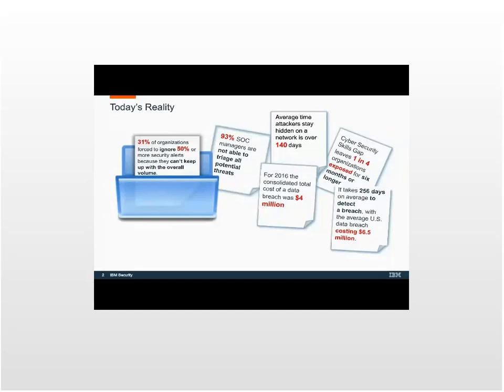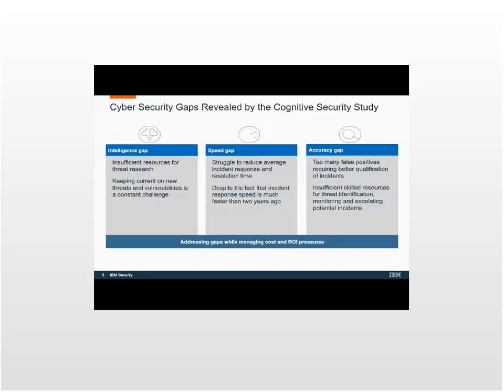So to understand this problem even better, we did a cognitive security study last year. As part of the study, we went around the world and talked to CISOs as well as security managers in multiple industries, and we asked them, what are some of the challenges that you deal with, and what would you like to solve? What does your gap analysis look like? Out of that research report, we were able to bubble up 3 main gaps that our customers are dealing with.